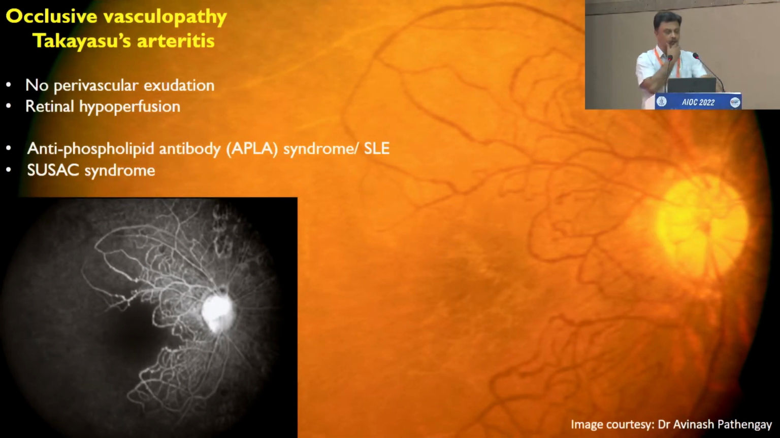This is occlusive vasculopathy associated with Takayasu. You can see the extensive area of capillary non-perfusion but no perivascular infiltrates, also seen in conditions such as SLE or Susac syndrome.